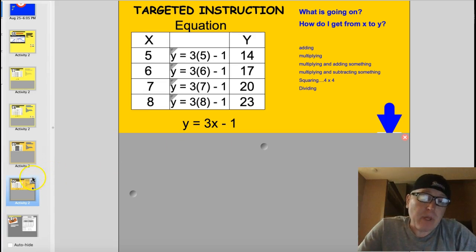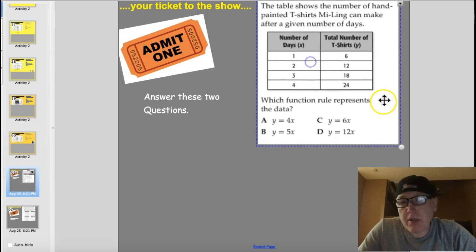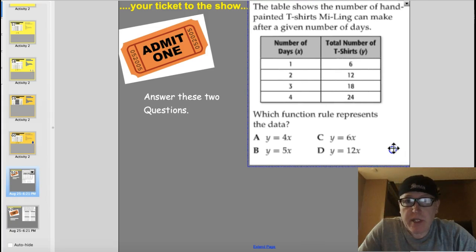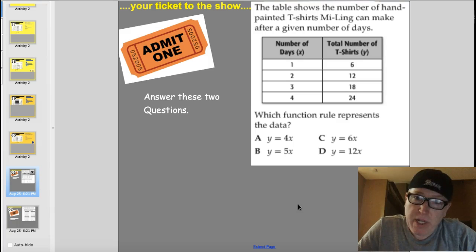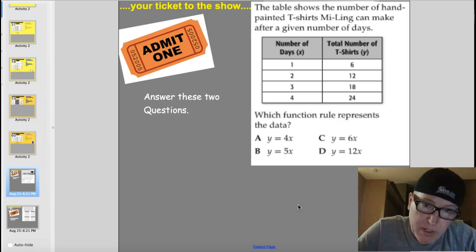All right. 2 for the road, 2 for the ticket to the show. Here's the first one here. Just make it a little bit bigger here. It's a multiple choice one. Gotta love that. This table shows the number of hand-painted t-shirts Ming can make after a given number of days. Which function rule represents the data? Go ahead and take a look at those 4. A, B, C, or D is all you need to write down. You gotta like that.